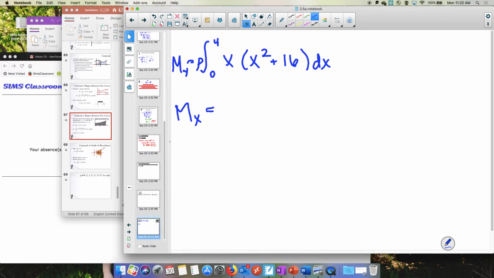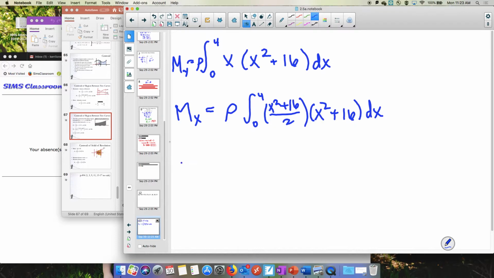Okay. Our moment about x is density times area. So that's top minus bottom, times the midpoint for y. So f of x plus g of x over 2. And then our mass is density times area.